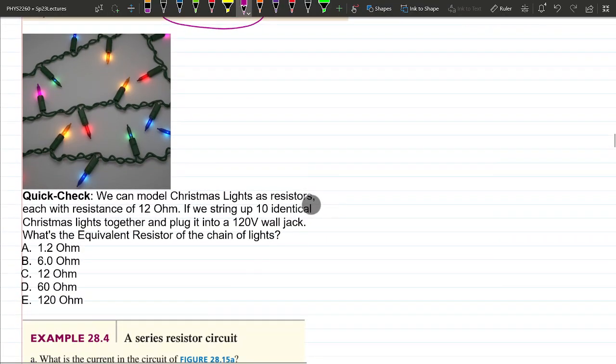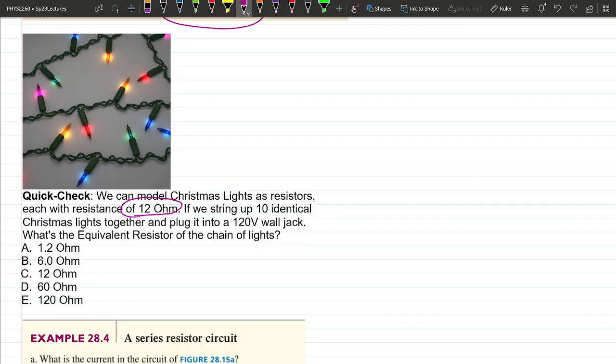All right, so let's see if we can just do a little quick check. This time you guys do the work. Let's say we have a bunch of Christmas lights. We can model the Christmas light as just a bunch of resistors, and each Christmas light has a resistance of 12 ohms, okay? If we string up 10 identical Christmas lights and plug it into a wall jack of 120 volts, what's the equivalent resistance value for this chain of lights, okay?